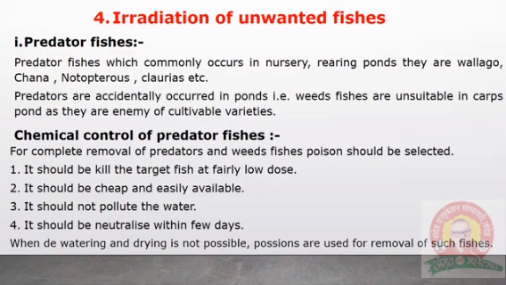Channa, Notopterus, Clarias batrachus, all are predator fishes. How can we control them? By chemical control. The chemical should kill the target fish at a fairly low dose that you can use in the nursery pond. It should be cheap and easily available.